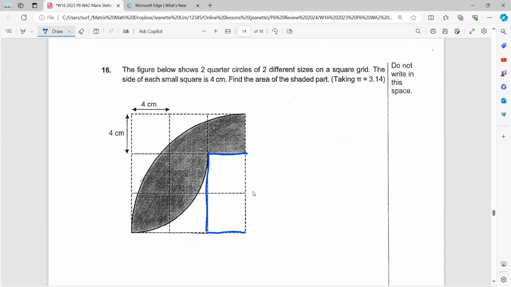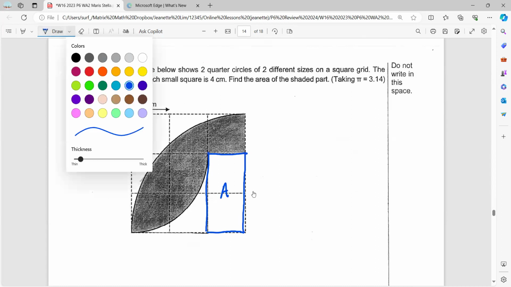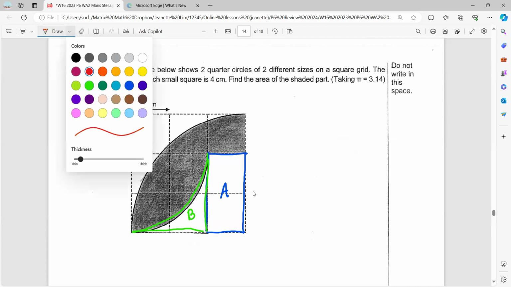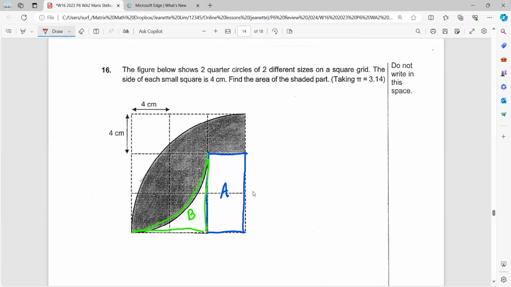So this is one part here, which is a rectangle, right? Let's call this A. And also, there is this part here, which is like a boomerang. Let's call this B. Okay, so big quadrant minus A and minus B.